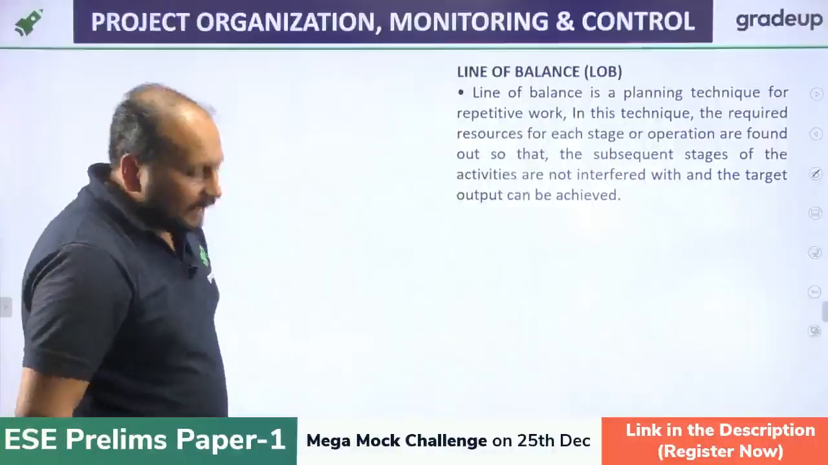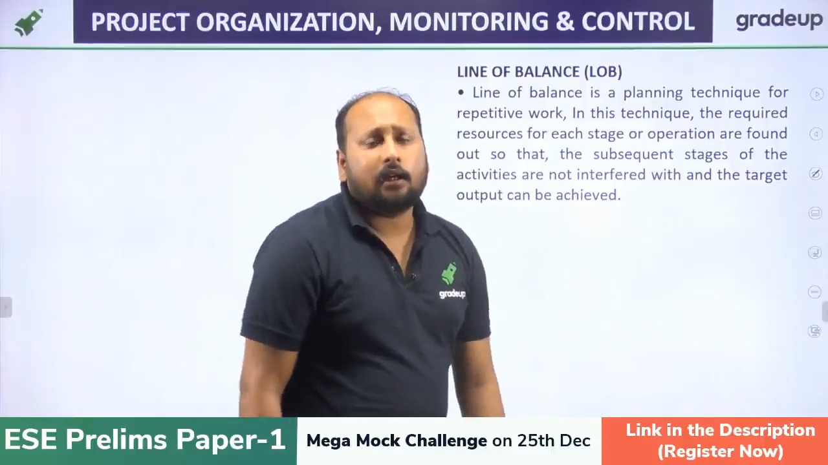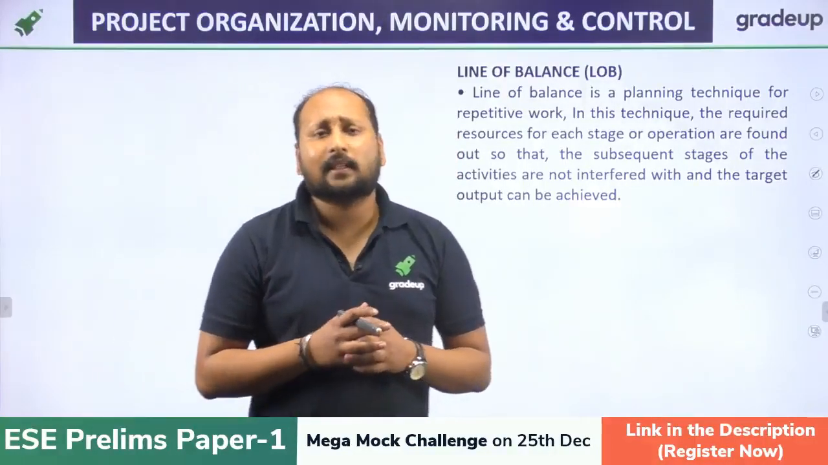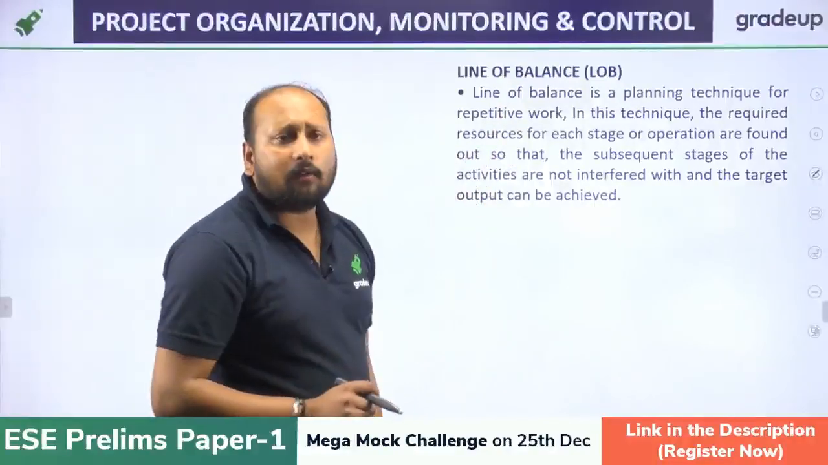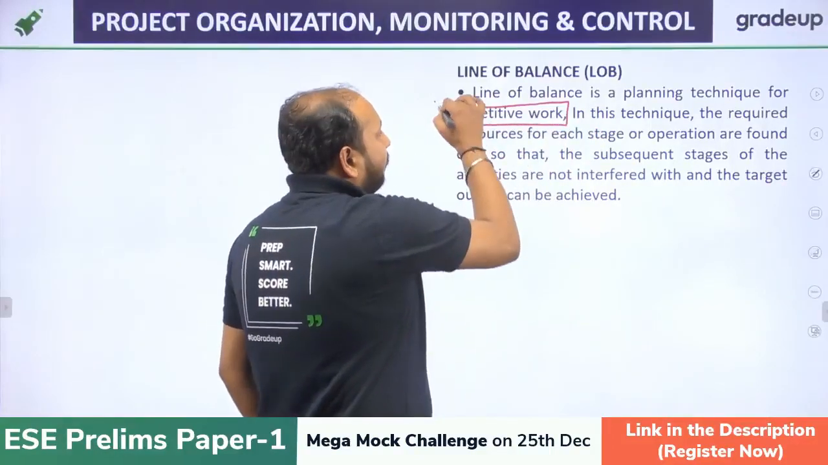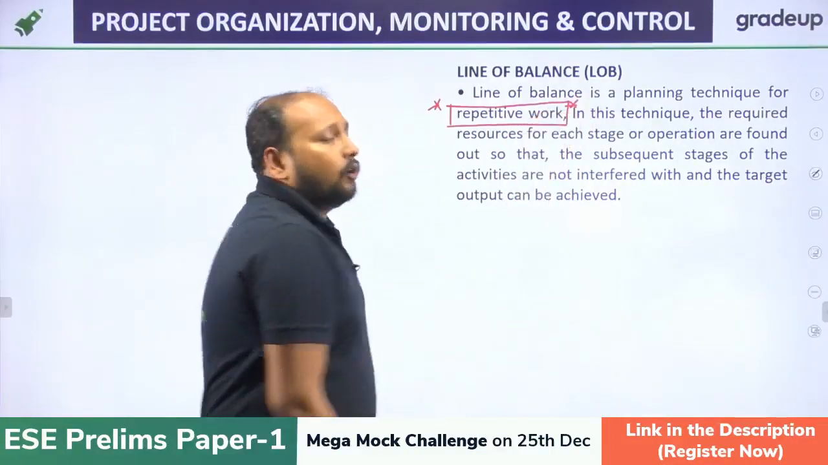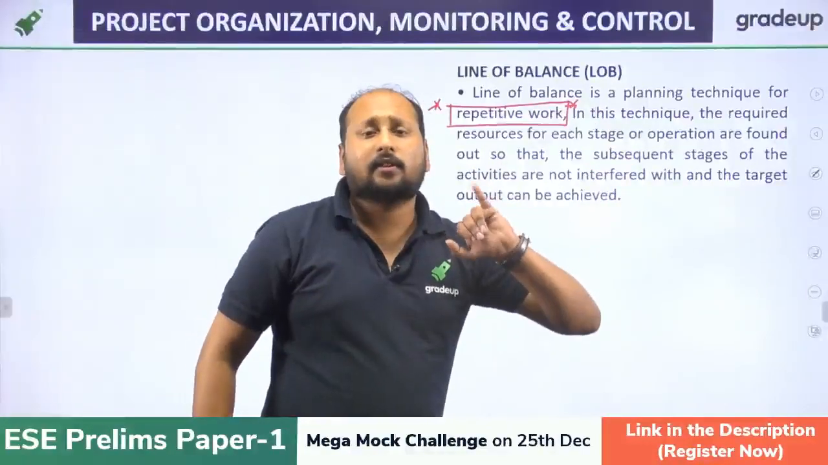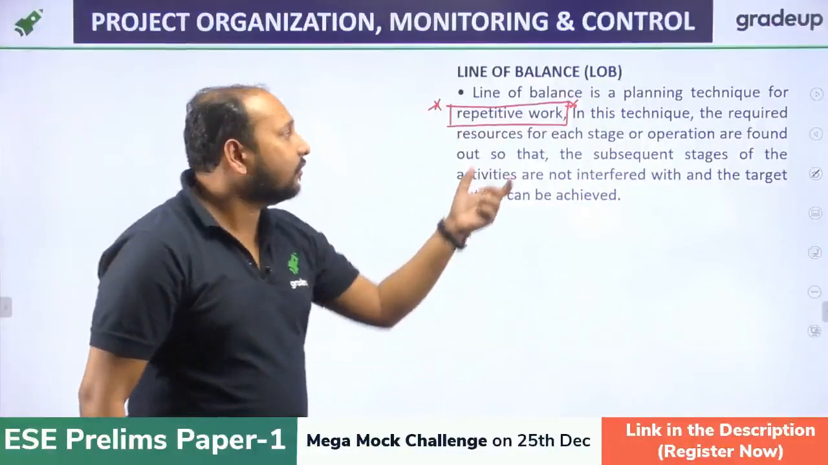Clear? Next, line of balance. This is also a very important controlling parameter. Always remember, whenever we are talking of line of balance, we are talking about repetitive work. This is the main important thing which you should remember, because I've seen they have asked which type of work line of balance deals with. They are talking about repetitive work.